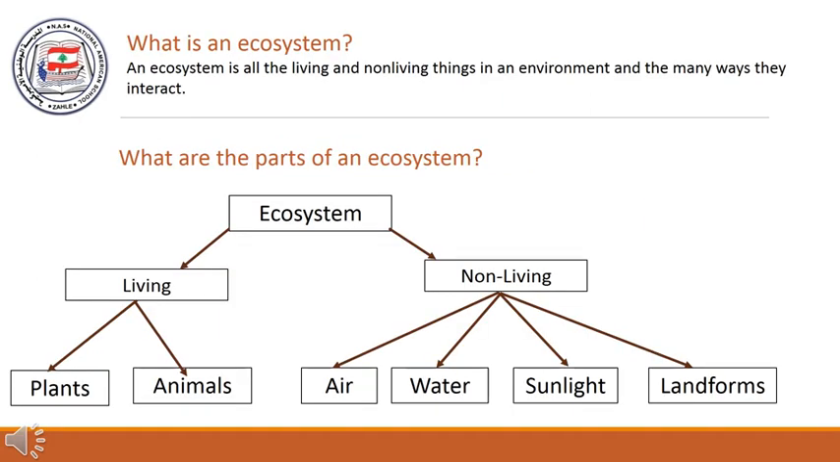As a quick revision, what is an ecosystem? An ecosystem is all the living and non-living things in an environment and the many ways they interact. So how living things interact together and how these living things interact with the non-living things in the environment. So what are the parts of an ecosystem? The ecosystem, as we said, has living and non-living parts. The living part includes plants and animals. The non-living part includes air, water, sunlight, and landforms.